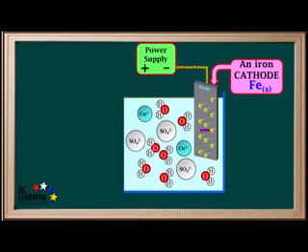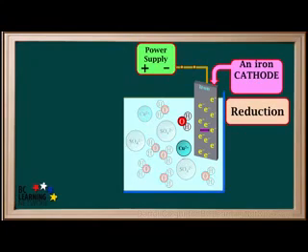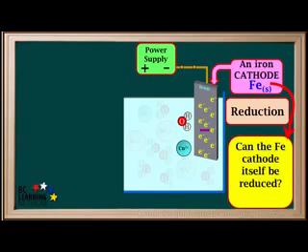Now we'll focus on the iron cathode. Remember, reduction takes place at the cathode. So water may be reduced, or copper 2+ ions may be reduced. But in this type 3 cell, the cathode is not inert. We have an iron cathode. So the question we ask ourselves is, can the iron cathode itself be reduced? The answer is no.